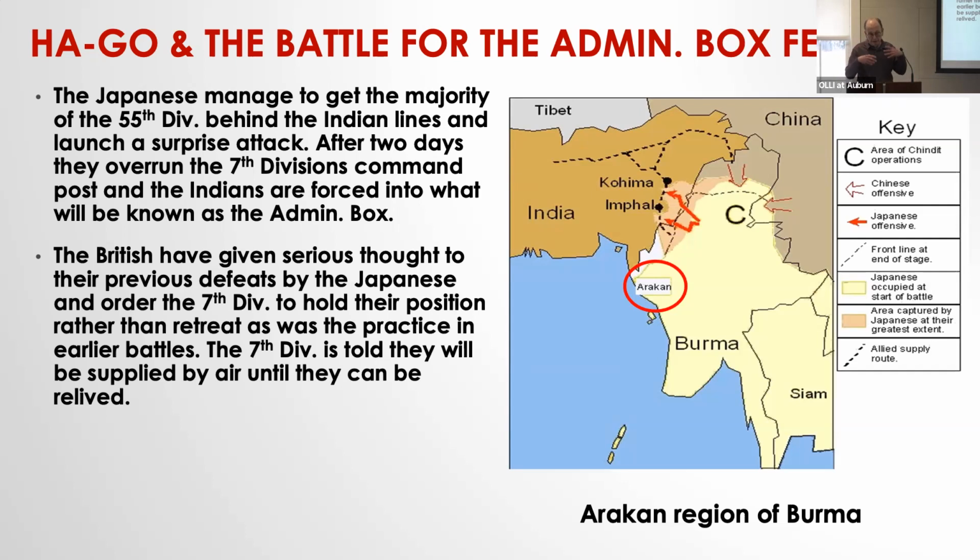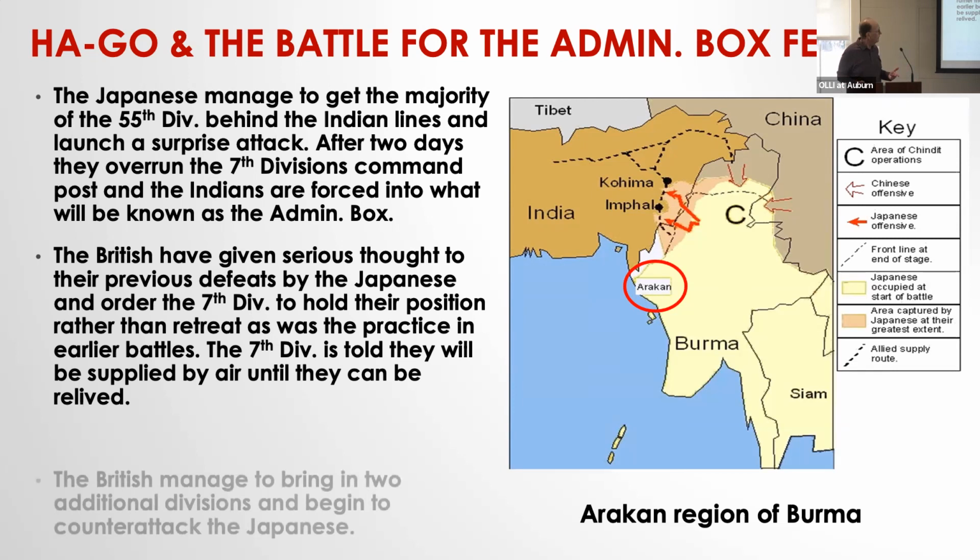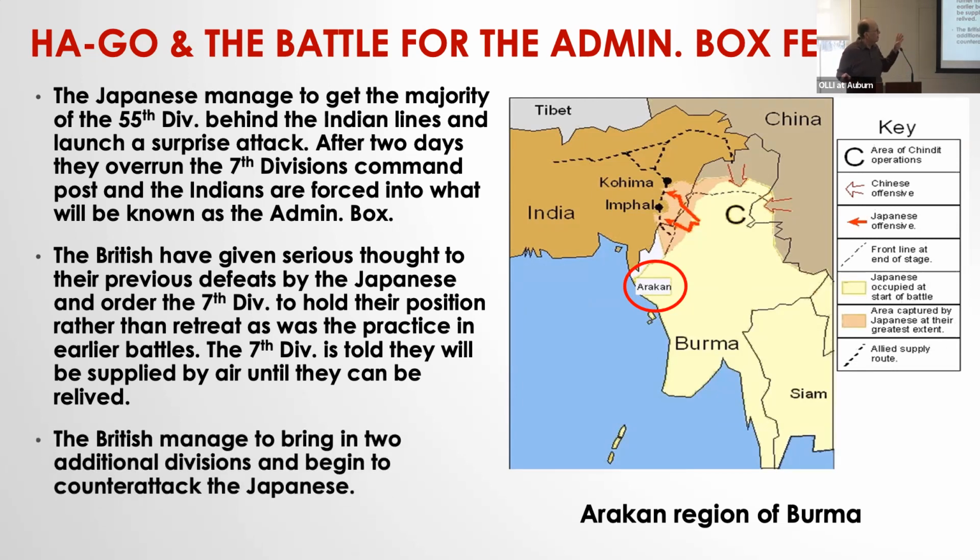So we're going to drop in the equipment you need, and they actually have a small airstrip there as well. And we're going to bring in enough supplies by air for you to maintain your position. So do not retreat. And then what we're going to do is bring in some additional forces to relieve you. And that's what they're going to do. So the British actually do send 2 divisions to break through to the 7th Indian Division that's been surrounded by the Japanese. So this has fallen directly into what the Japanese wanted.